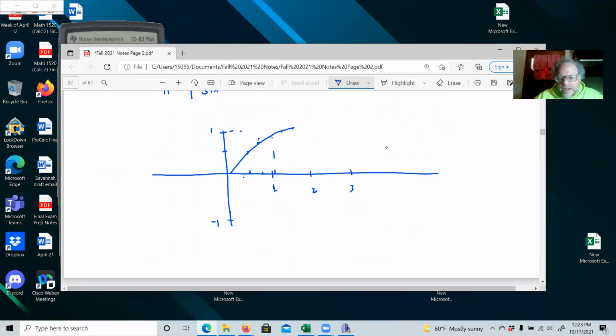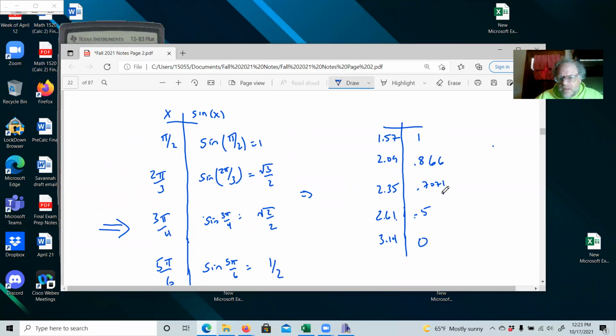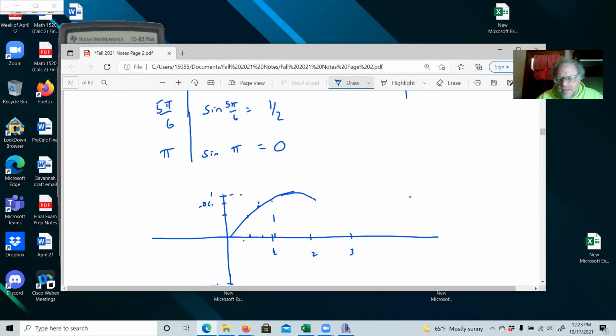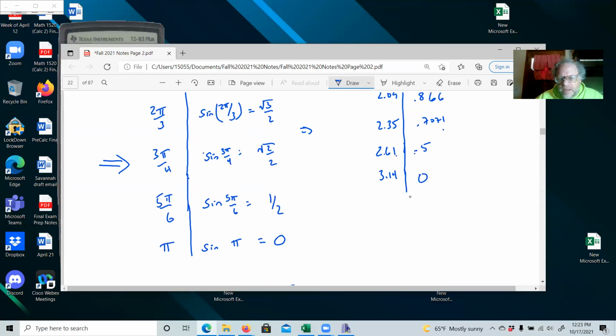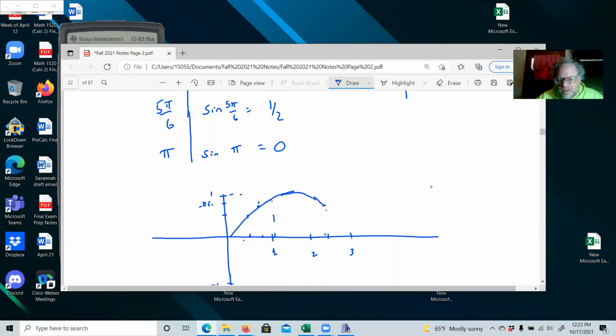So 2.09, we're back up here at, right, here's our 8.866 here. Okay, 2.35. We're back down here. And 2.61 down here. And then at 3.14, we're down here at 0.